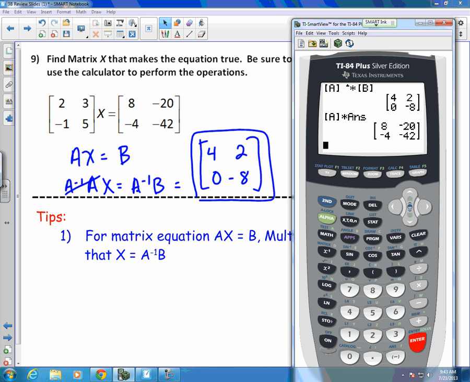So again, my answer to the question is a matrix, and the way you find it is by taking the inverse times both sides. So the inverse of matrix A times both sides. So moving on.